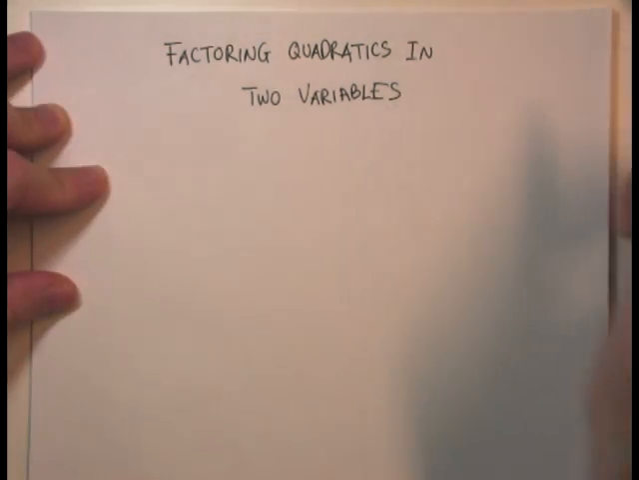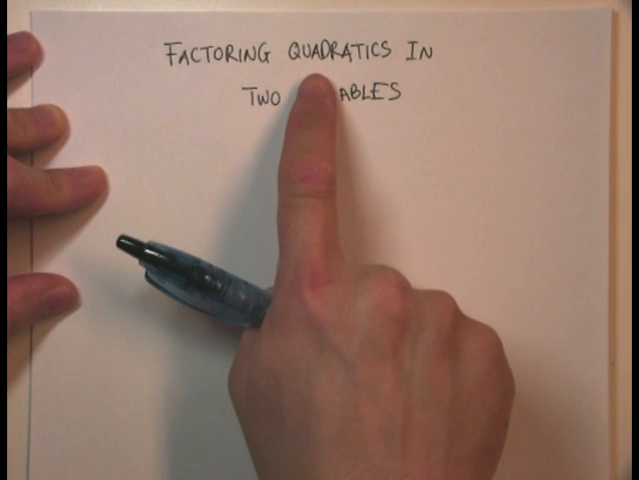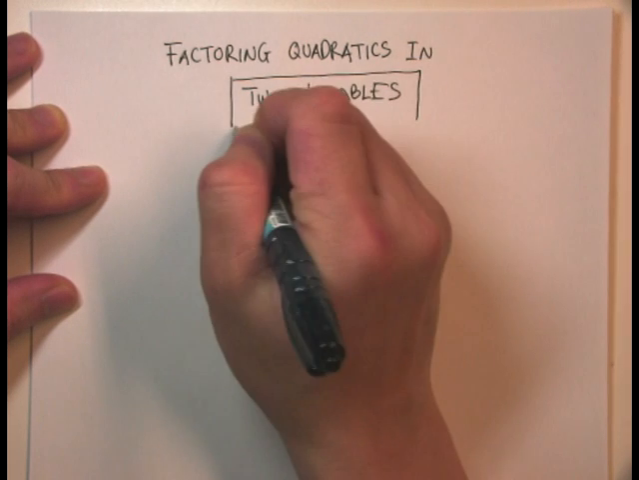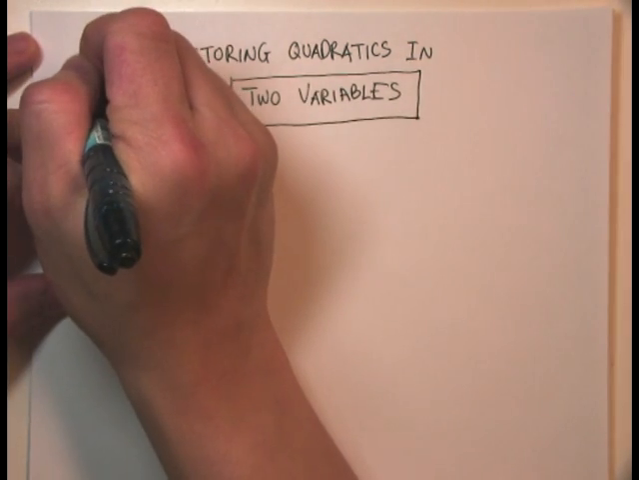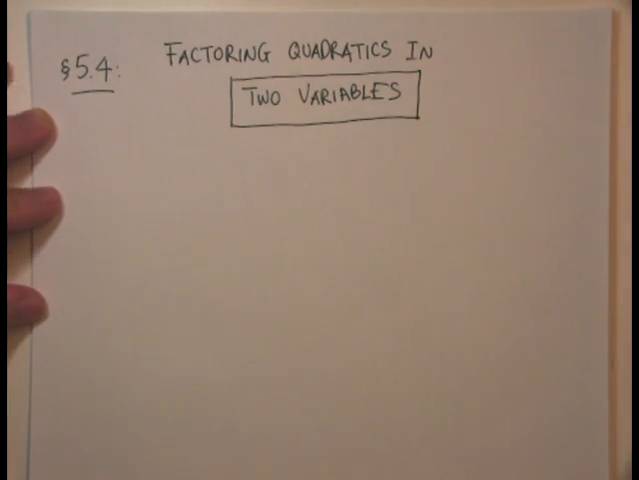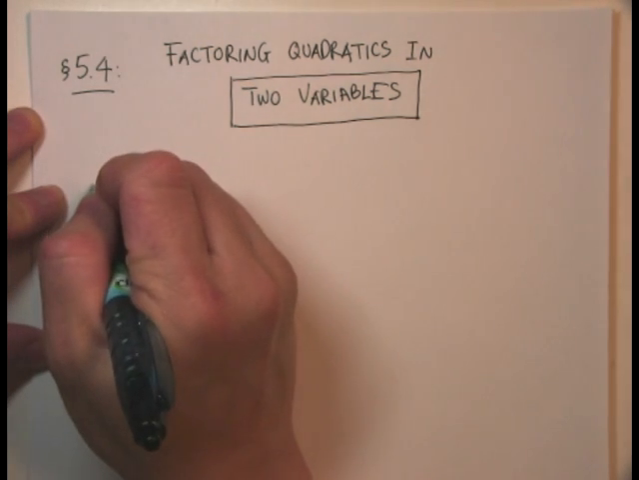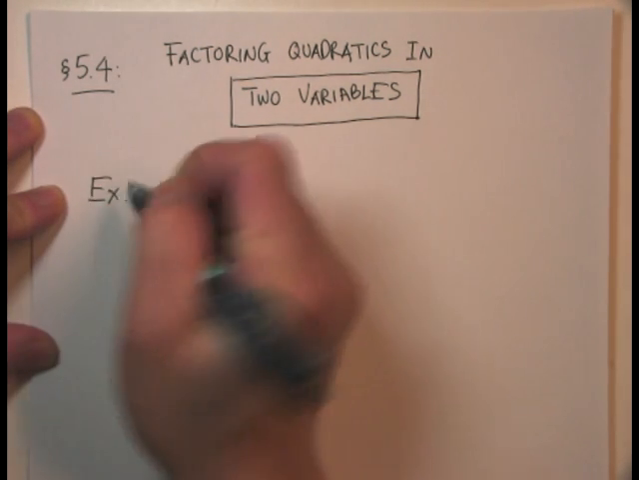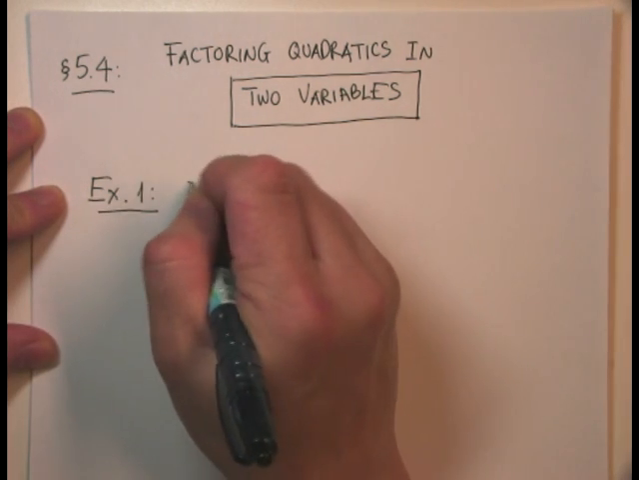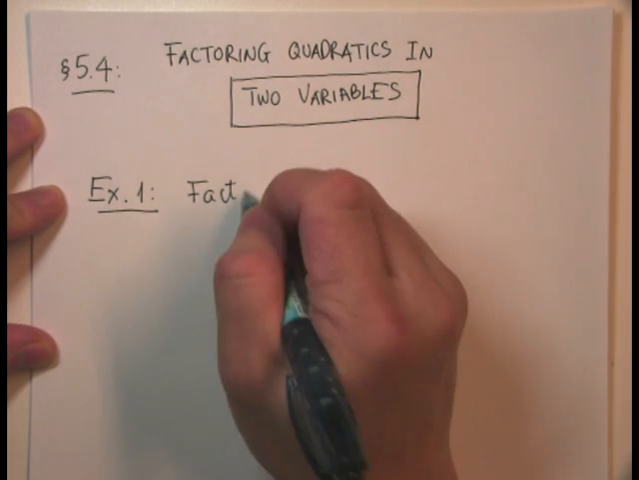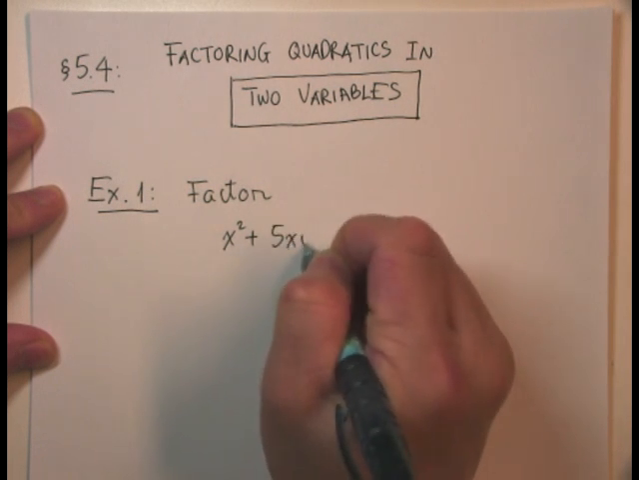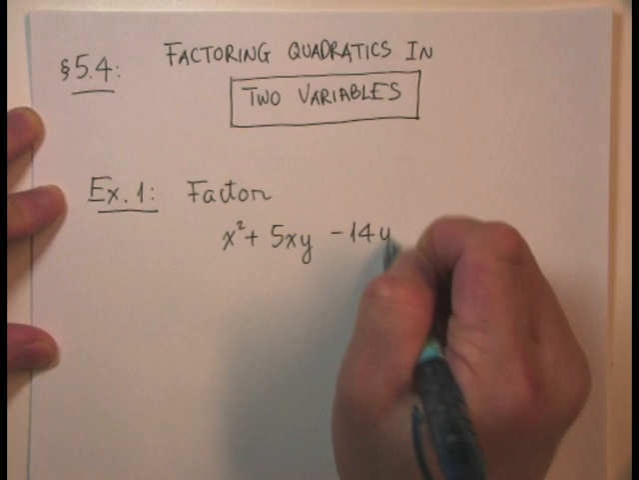Okay, so in this video we are learning how to factor quadratics in two variables. And still, this is one of the discussion topics in 5.4. In these supplemental exercises, we're gonna do some more examples. The first example is to factor x squared plus 5xy minus 14y squared.